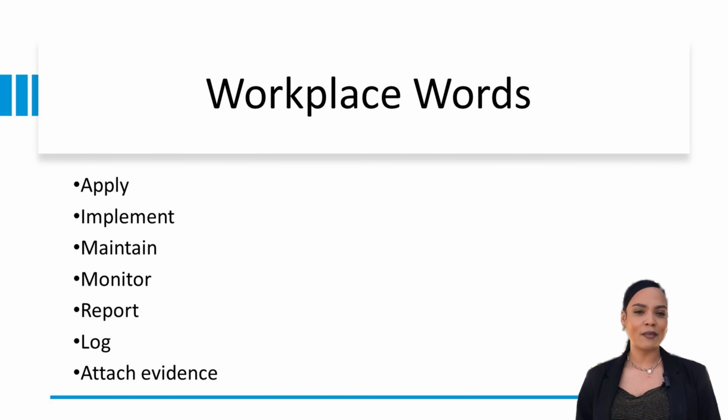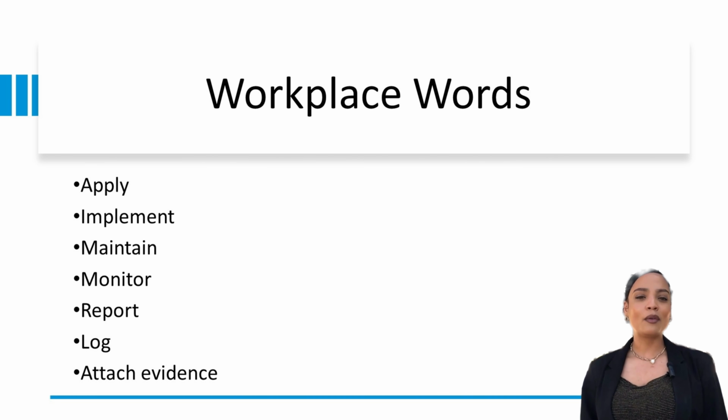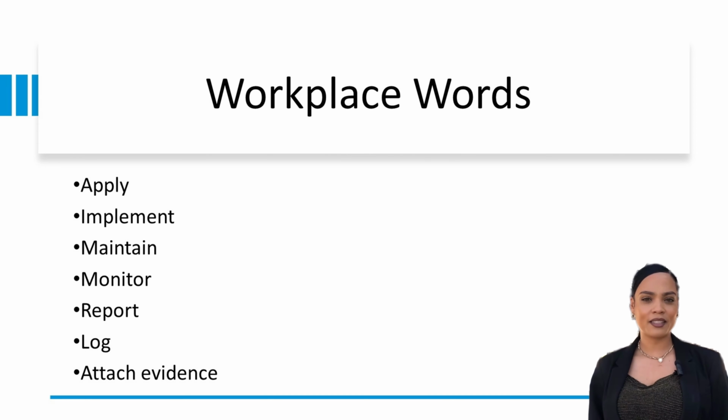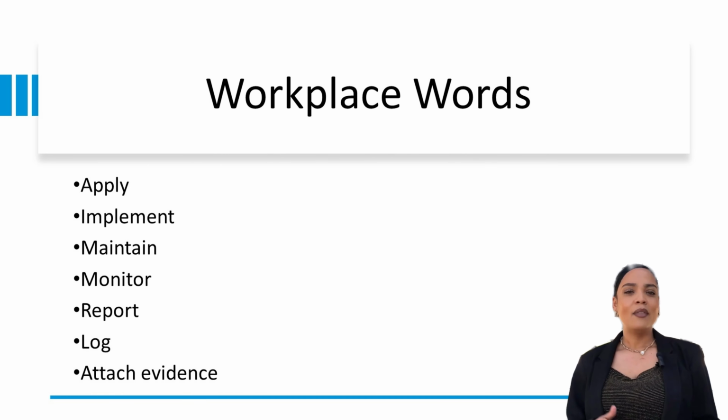Implement. When it says implement, this means put into action. This is what is required from you. Carry out the plan and show the result. Maintain. When it says maintain, this means keep it working correctly. This is what is required from you. Do it consistently over time, not once off. Monitor. When it says monitor, this means check regularly. This is what is required from you. Track progress and notice problems early.